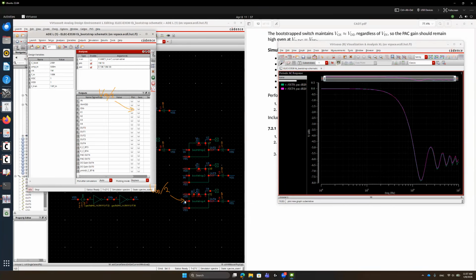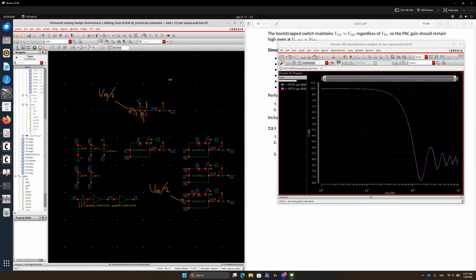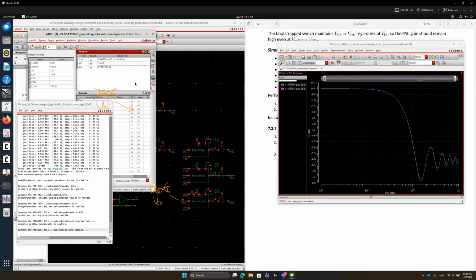So this means that now we are changing not VDD over 2, we are setting the DC offset as VDD here. Then what will happen? Let's run it.